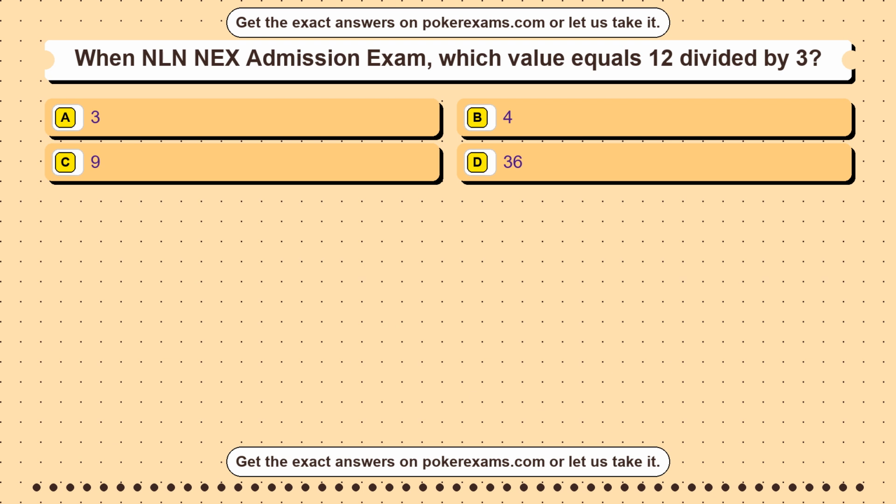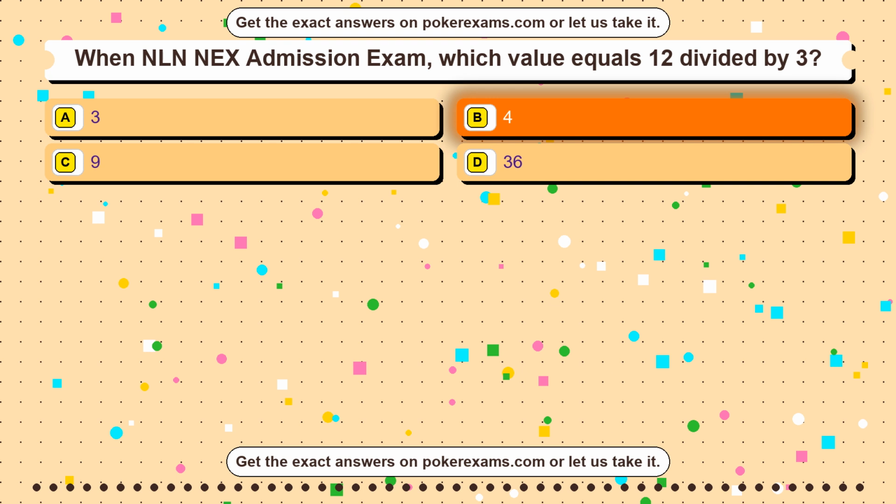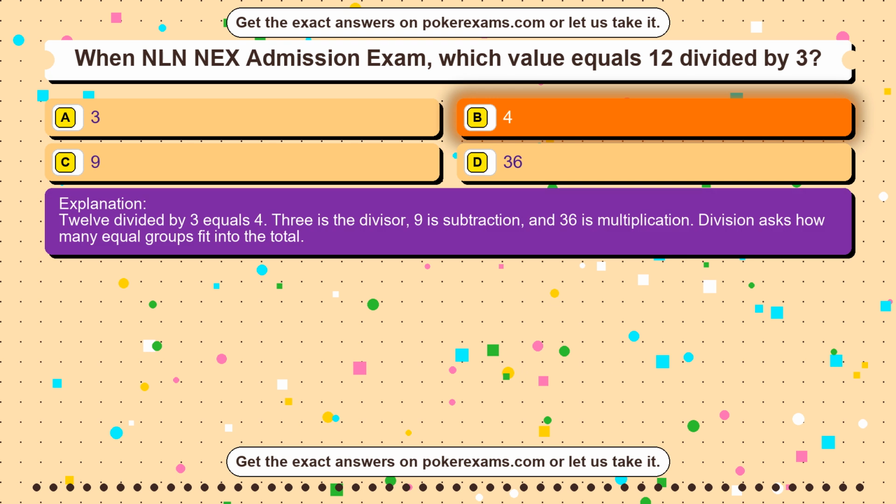Question 9. When NLN NEX Admission Exam, which value equals 12 divided by 3? Option A, 3. Option B, 4. Option C, 9. Option D, 36. The correct answer is option B, 4. 12 divided by 3 equals 4.